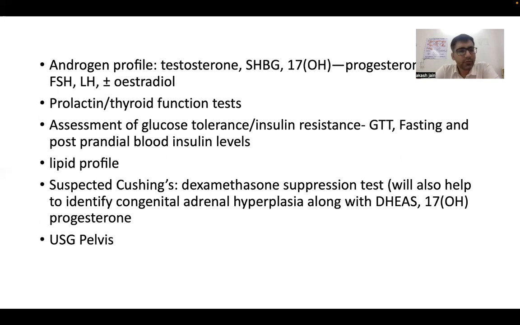Now, what tests will we do in such patients? We have to go for an androgen profile. It consists of total testosterone and free testosterone levels. Next is sex hormone binding globulin, 17-hydroxyprogesterone, LH, FSH, and estradiol. Next we have to test serum prolactin levels and thyroid function test.